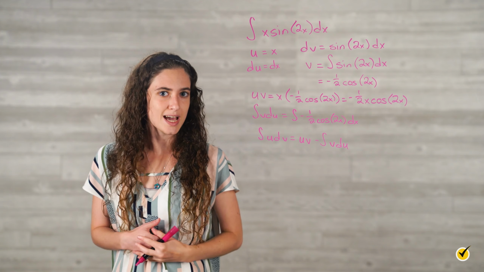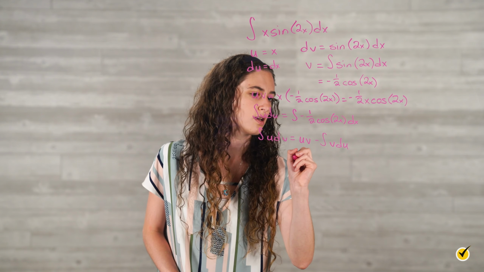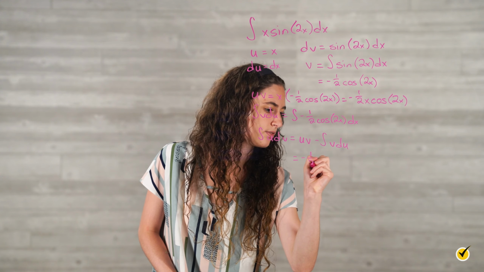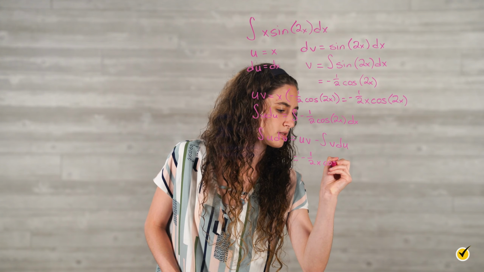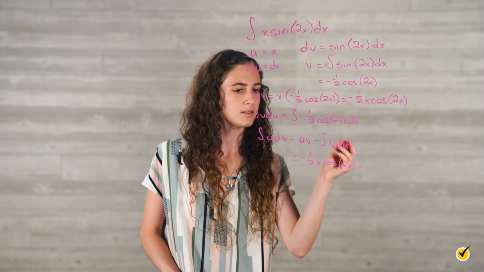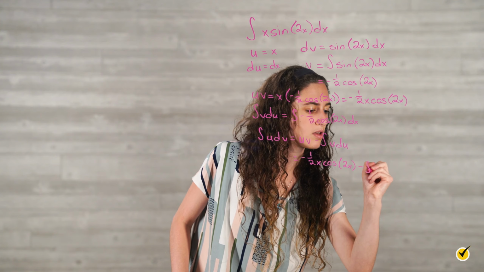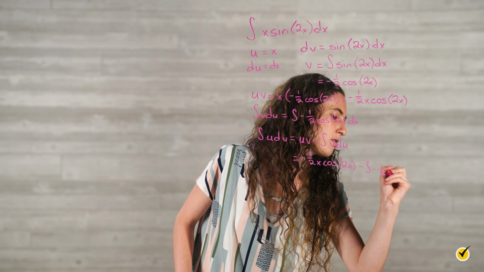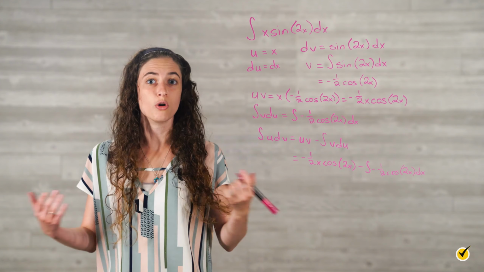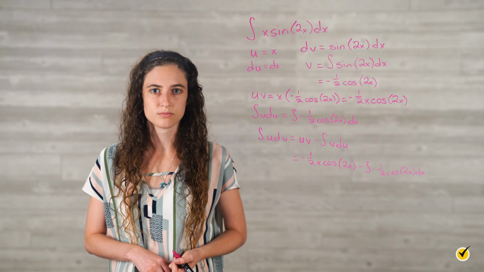Putting these pieces together now into the formula, we have that the integral of u dv is equal to u times v, which was negative 1/2 x cosine of 2x, minus the integral of v du. So minus the integral of negative 1/2 cosine of 2x dx. All we need to do from here is compute the second integral and simplify the entire expression.